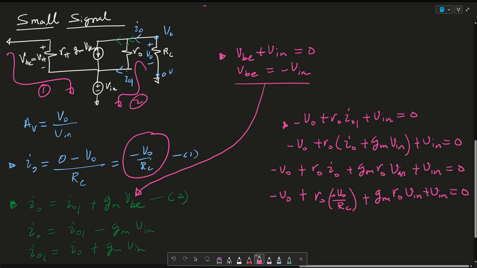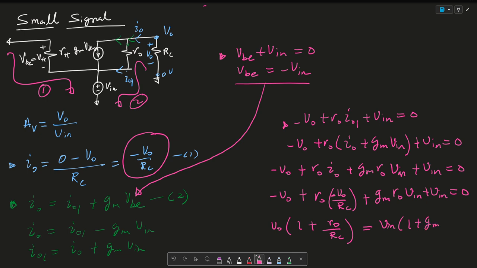There's a negative here. So then let me move the V outs to the right hand side. This becomes V out times 1 plus RO over RC. Maybe pause the video and make sure this makes sense. This is equated to VN times 1 plus GM RO.